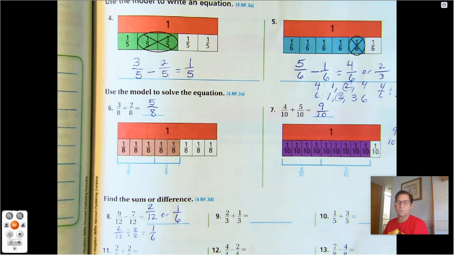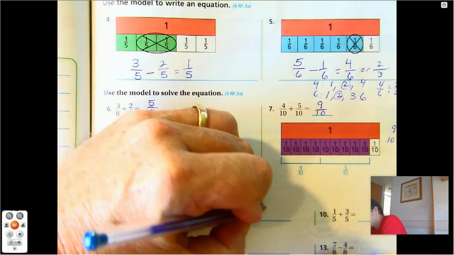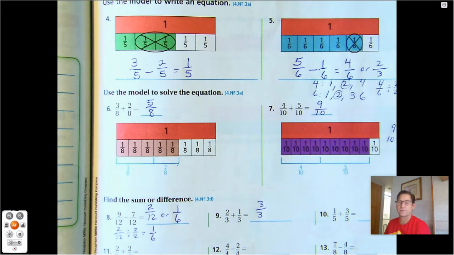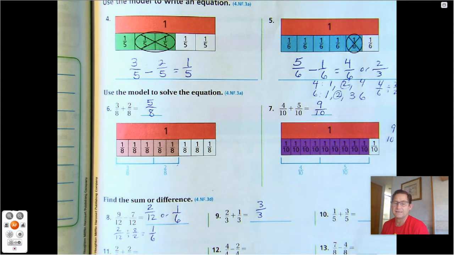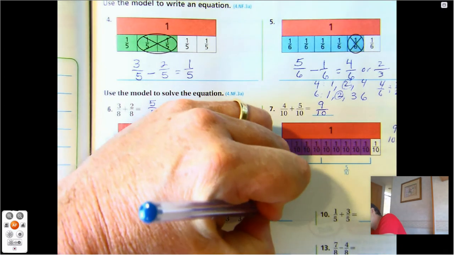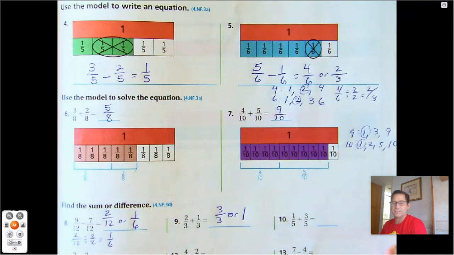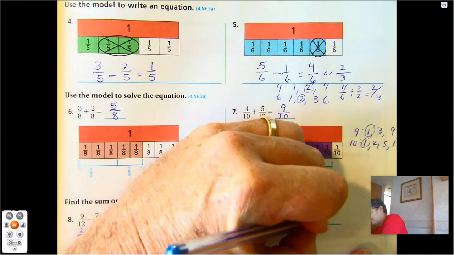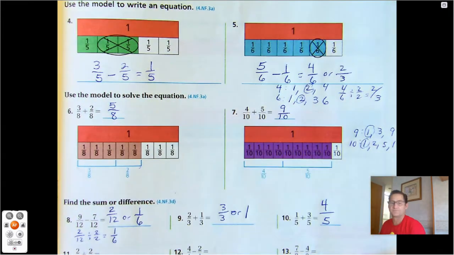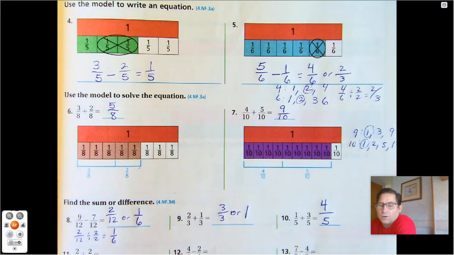2/3 plus 1/3. That's 3/3. Right? 2 plus 1 is 3 over third size pieces. And 3 over 3, the numerator and denominator are exactly the same. So we could say 3/3 or 1 whole. Number 10, fifth size pieces, and we have 4 of them. The factors of 4 are 1, 2, and 4. The only thing in common with 5 would be the 1, so that's in simplest form.